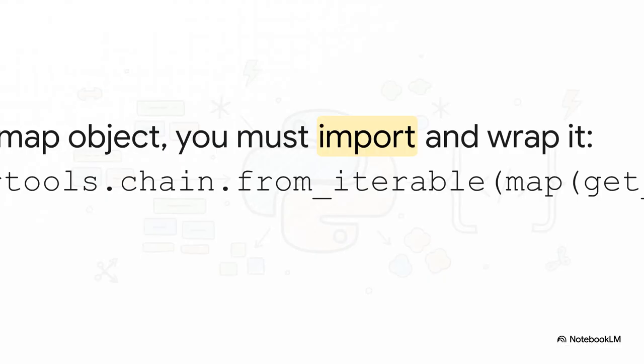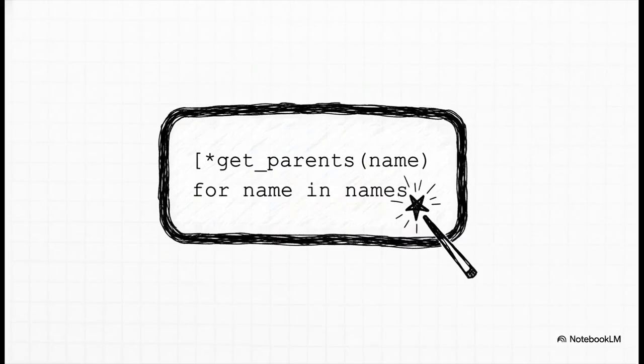Here's a textbook example. Let's say you're mapping a getParents function over a list of names. To get back a single flat list, you'd first have to import itertools. Then you'd have to wrap your map object in chain.from_iterable, and then you'd have to convert the whole thing to a list. It's a bunch of different steps. Now, just look at the after. The new syntax turns that entire multi-step process into a single, self-contained, and perfectly readable line. Square brackets, *getParents(name) for name in names. No imports, no wrapper functions, it's just a direct, clear expression of what you want to do.